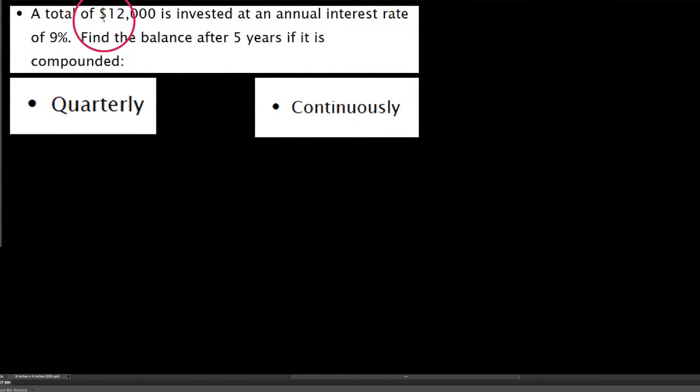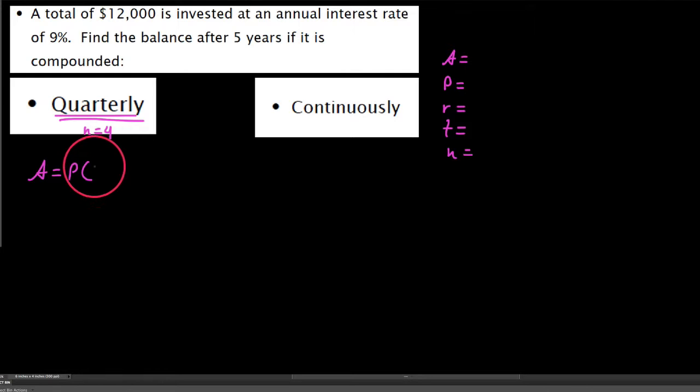So that being said, what I want to do is this. A total of $12,000 is invested at an annual interest rate of 9%. What I want to do is find the balance after 5 years, compounded two ways, once quarterly and then the other one continuously. I think that the important thing here is that we start off by writing down what we know we have. So we have A, P, rate, time, and the number of compoundings per year if applicable. Because this first one says quarterly, that is n times per year where n is equal to 4. So we are going to be using our first formula, which says the amount is equal to what you started with times, in this case, the base 1 plus r over n, to the nt exponent.